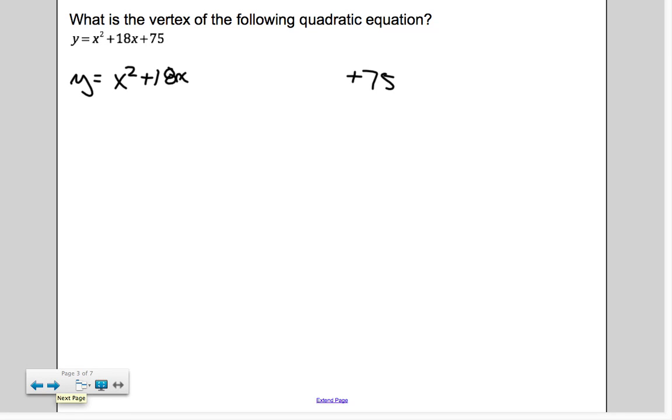Have I changed the equation? No, I just put a whack of spaces between the 18x and the 75. Why on earth would I do that? Because you're expanding. Because I'm nuts. No. Well, I am nuts, but that's not why I'm doing it.